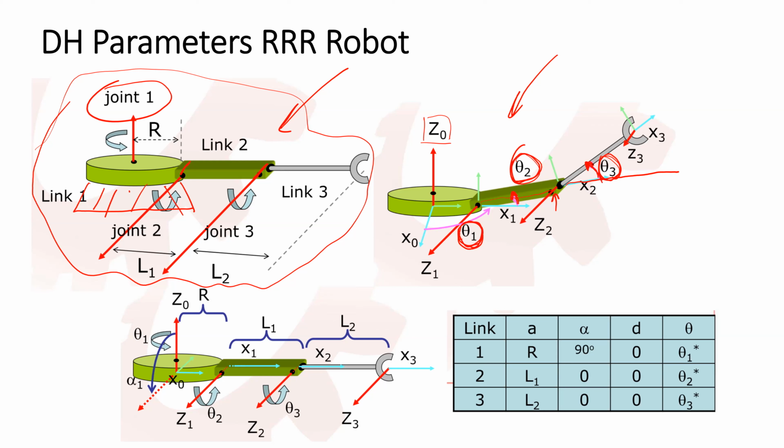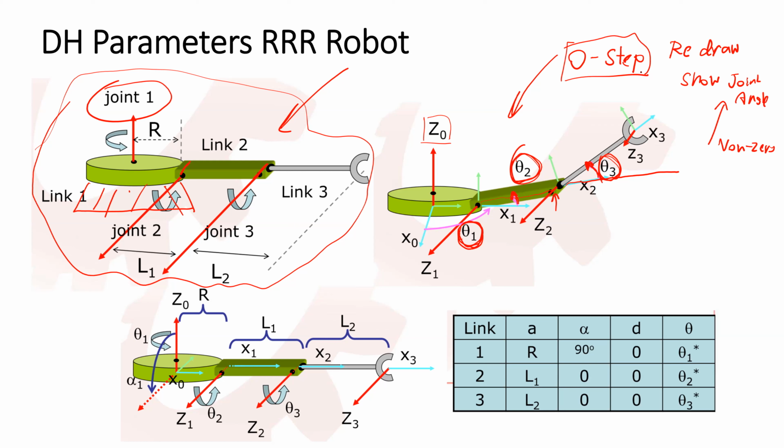And to attach the frame to this robot, of course, the zero step is to redraw the robot to show the non-zero joint angle. The zero step.